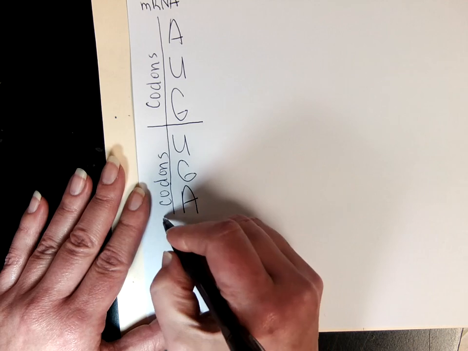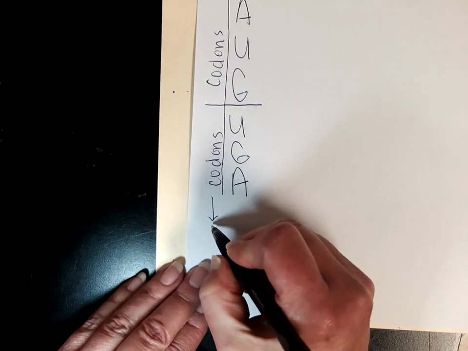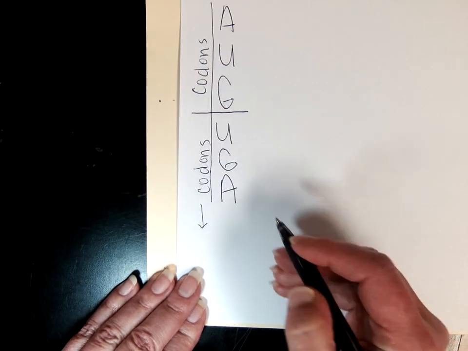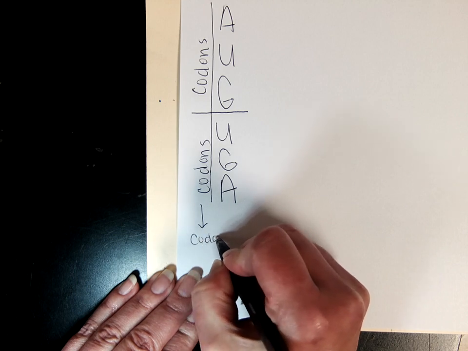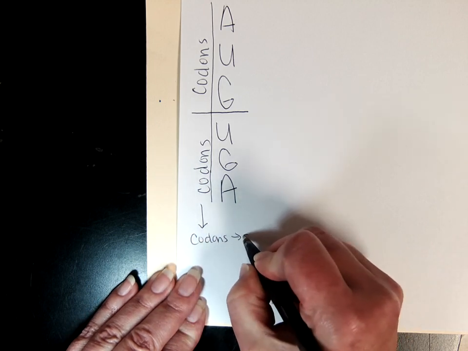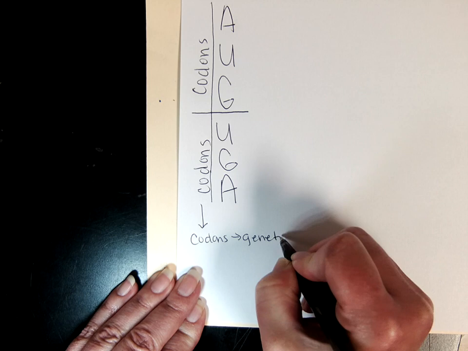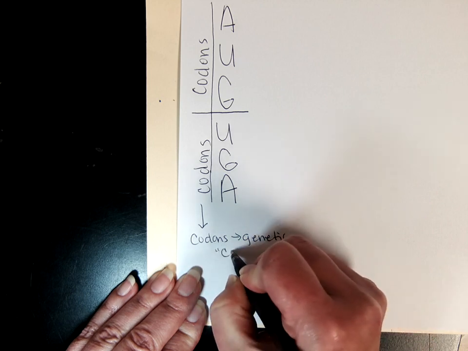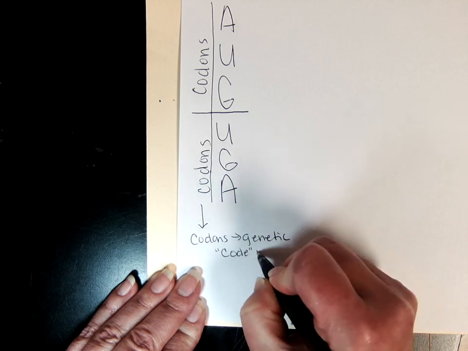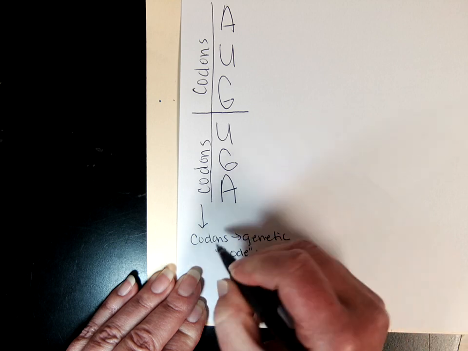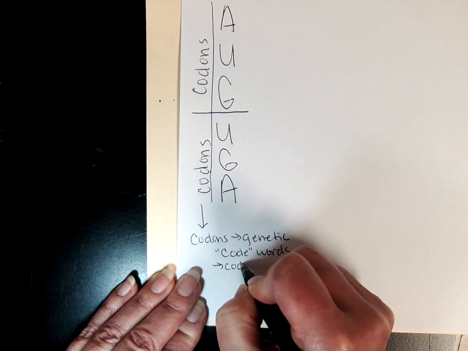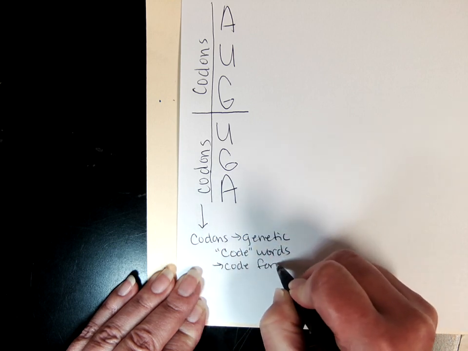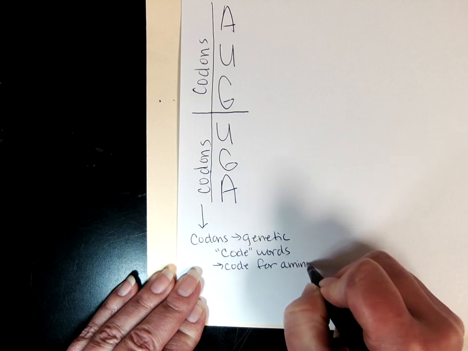So I'm going to write down just a little bit of information about the codon itself. Codons: genetic code words. And they code for amino acids.